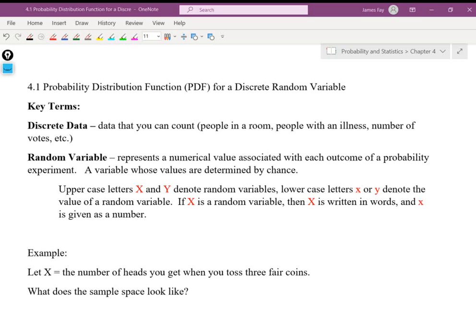Okay. So 4.1 is going to be talking about things called probability distribution functions for a discrete random variable. Pretty wordy. It's a lot more difficult to say than actually do. This is actually a pretty easy concept. But what we're trying to do is start to use our probability knowledge that we gained in the last chapter with scenarios that are really authentic, real life, things that are actually done.